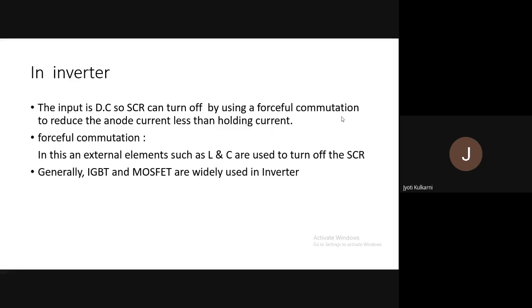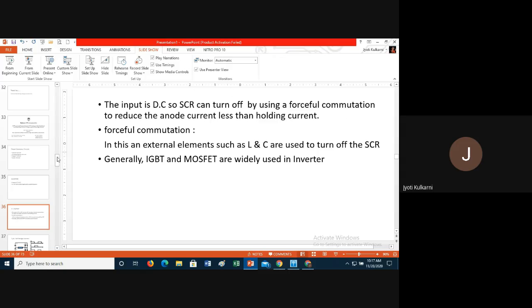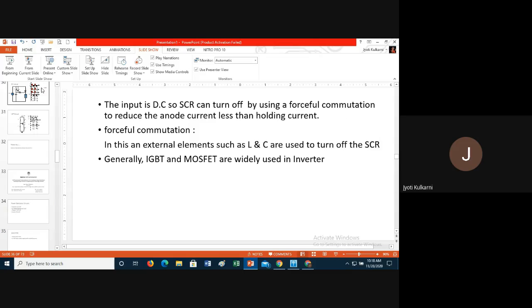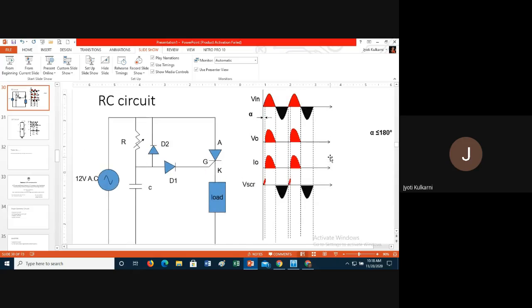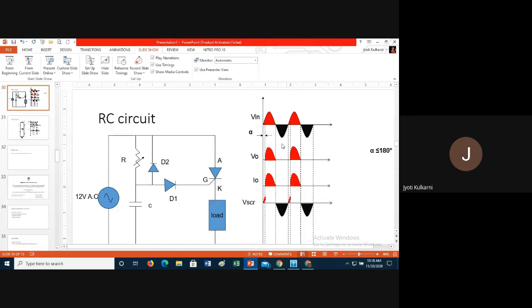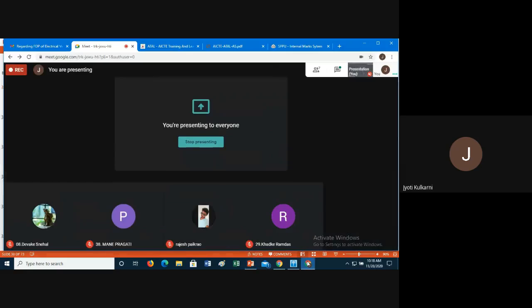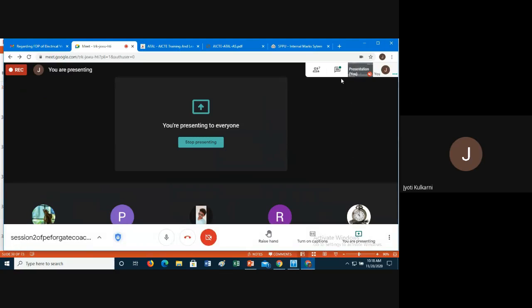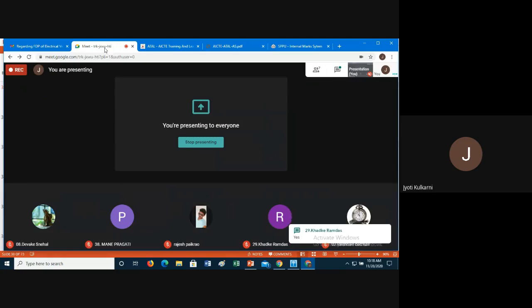I'll give you the example. Suppose this is the waveform we have. Just concentrate on the first waveform. Is it visible? The first input voltage waveform, a sinusoidal with the red and black color. Is it visible? Yes, ma'am. Okay.